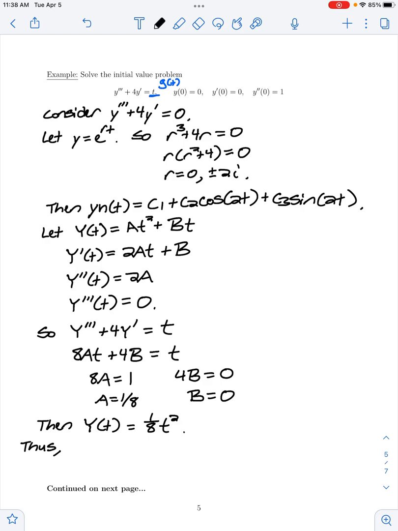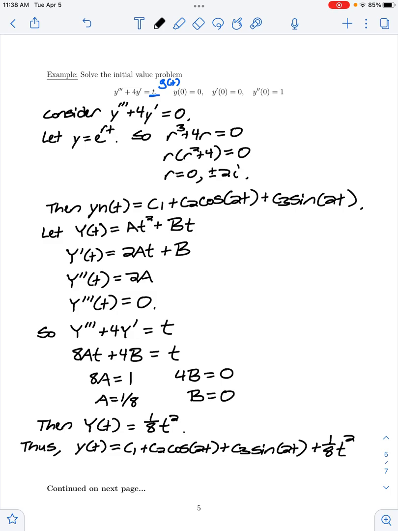So our general solution, y of t, for this non-homogeneous equation would be our homogeneous solution, c1 plus c2 cosine of 2t plus c3 sine of 2t, plus my particular solution, which was 1/8 t squared. So now to finish out the problem, I need to solve for my constants by making use of the initial conditions, which means that I need to find my first and second derivatives of this general solution.